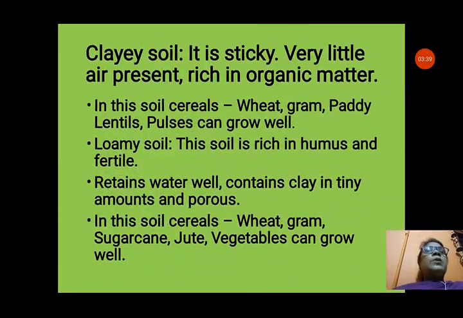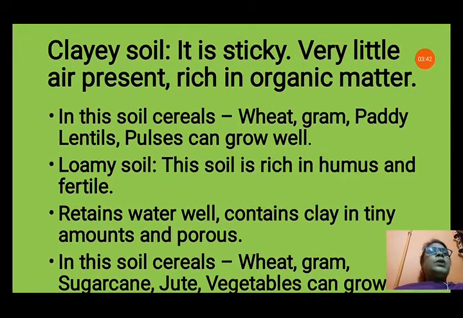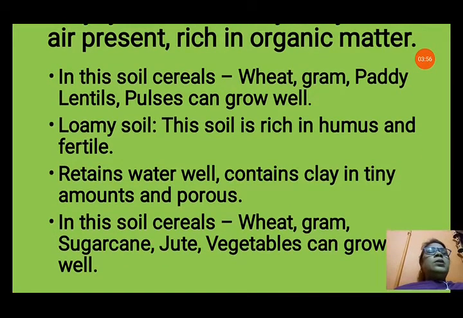So let us see the soils one by one. Clayey soil is sticky, has very little air present, and is rich in organic matter. In this soil, cereals, wheat, gram, paddy, lentils and pulses can grow well. The second type of soil is loamy soil. This soil is rich in humus and fertile. It retains water better than clay soil. It contains clay in tiny amounts and is porous, so plant roots can get enough air. In this soil, cereals, wheat, gram, sugarcane, jute and vegetables can grow well. This is the best soil suitable for growing crops.